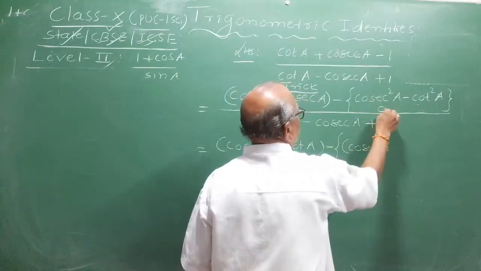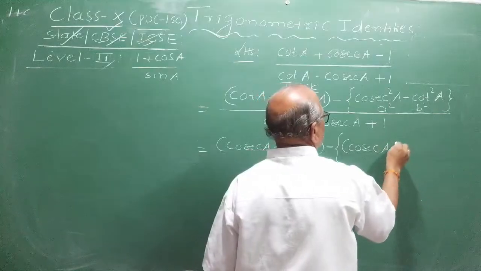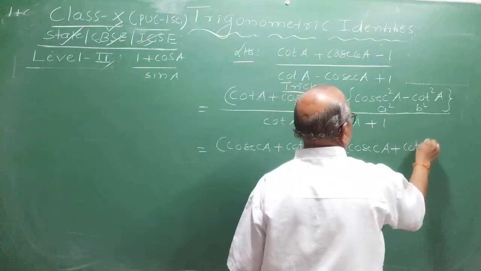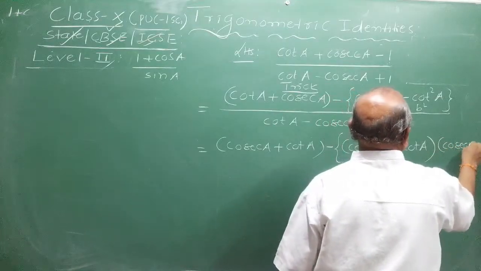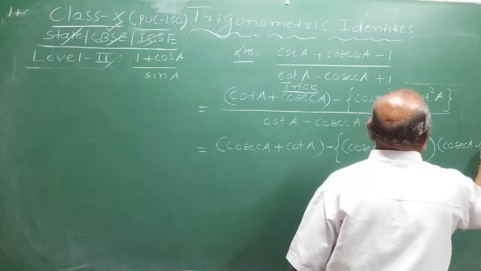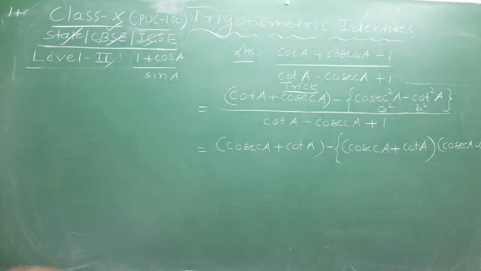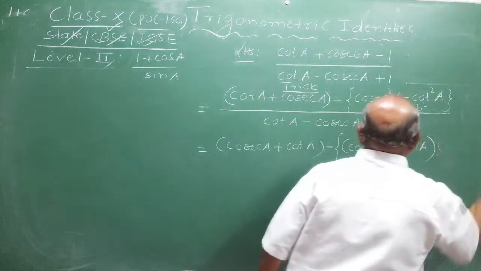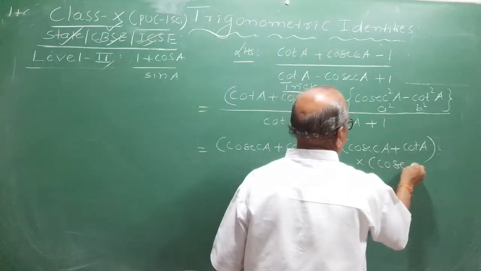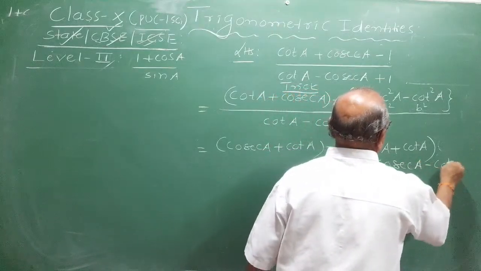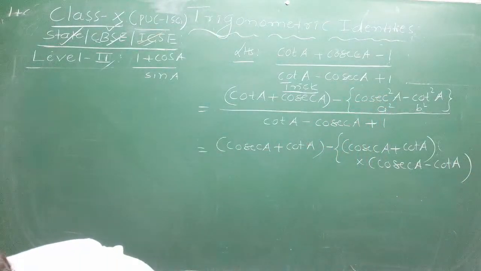A square minus b square. What is the formula of a square minus b square? A plus b into a minus b. Cosec a plus cot a, into cosec a minus cot a. Observe carefully. I will write here into cosec a minus cot a. I think it is not visible on the screen. Now check, is it visible on the screen? Okay.